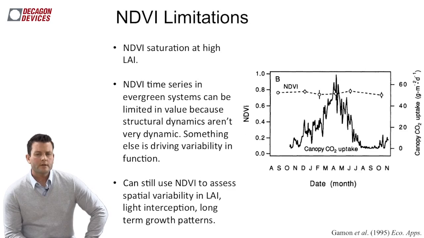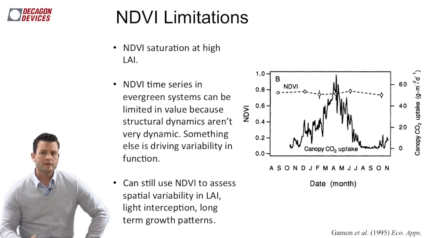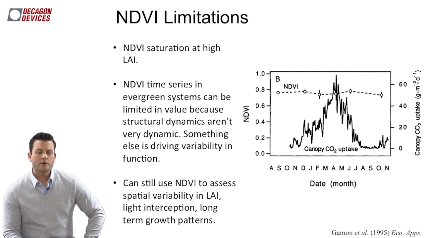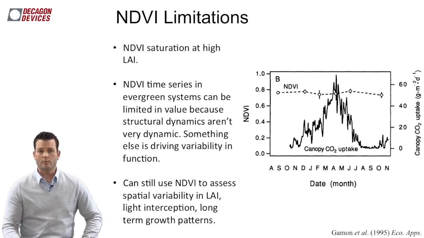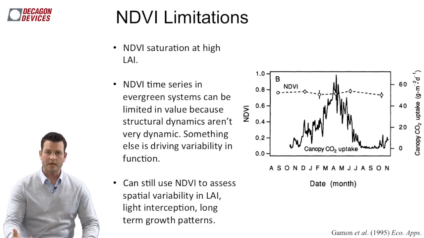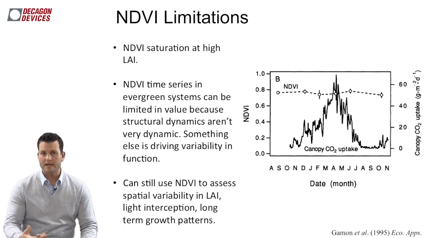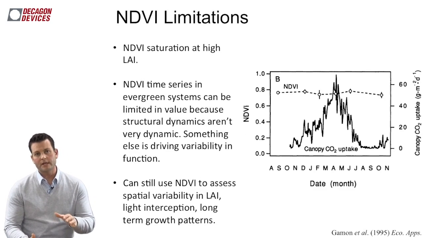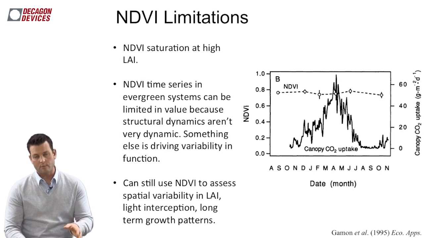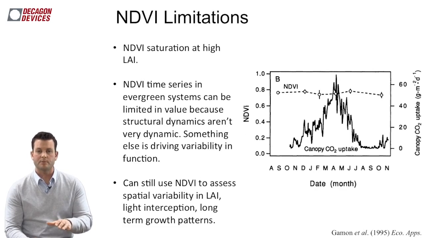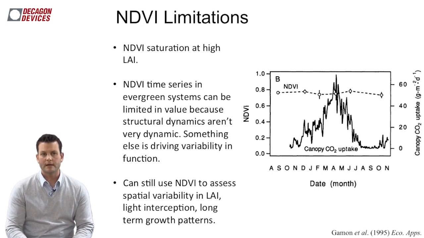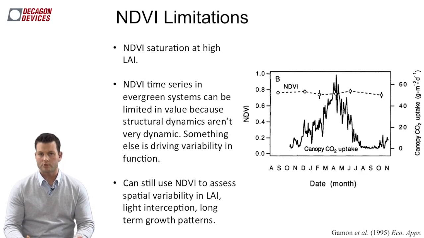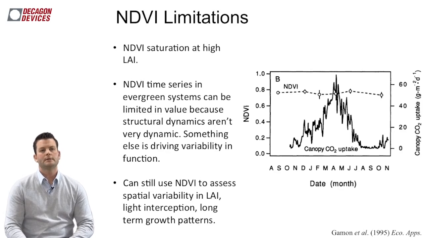So the figure that I've extracted from the Gamma paper shows that for an entire year we see the NDVI values are pretty stable, whereas canopy CO2 uptake or photosynthesis is really dynamic through time. But there's no linkage between the temporal dynamics of NDVI and canopy CO2 uptake. So this would be an inappropriate use of NDVI, and we'd want to know something more about the canopy and what's driving the functional change here.